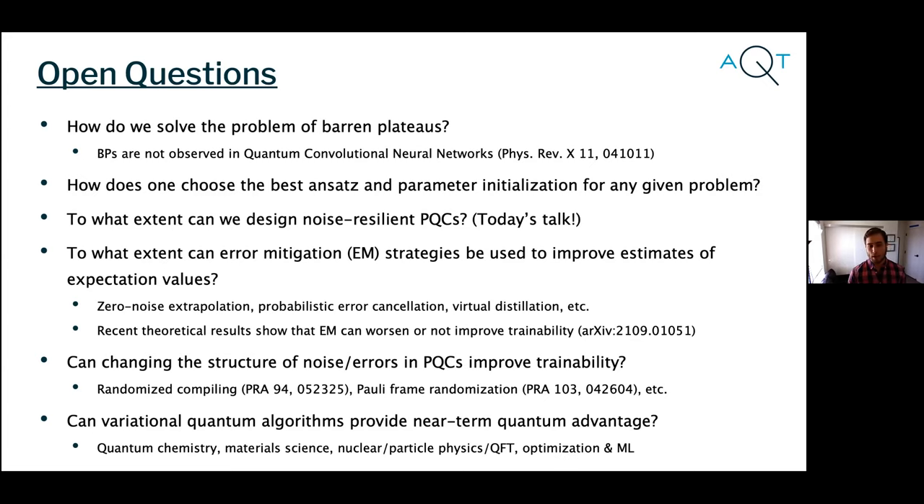There's a lot of promise in many different fields, but it's an open question. Can we get past this issue of barren plateaus and trainability to actually provide some level of quantum advantage?